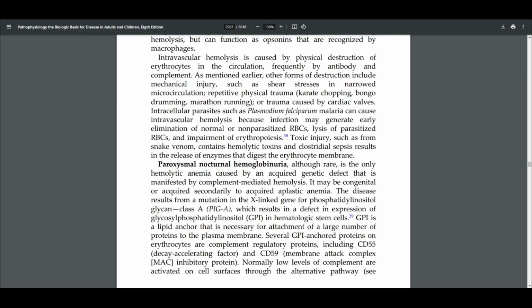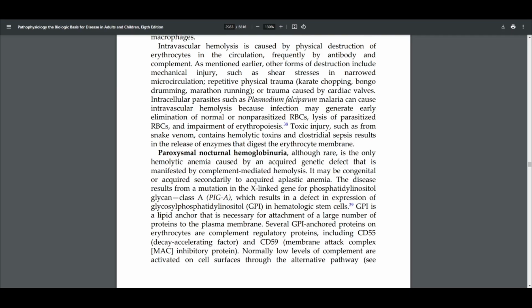Intracellular parasites, such as Plasmodium falciparum, malaria, can cause intravascular hemolysis because infection may generate early elimination of normal or non-parasitized red blood cells, lysis of the parasitized red blood cells, and impairment of erythropoiesis. Toxic injury, such as snake venom, contains hemolytic toxins, and clostridial sepsis results in the release of enzymes that digest the erythrocyte membrane.